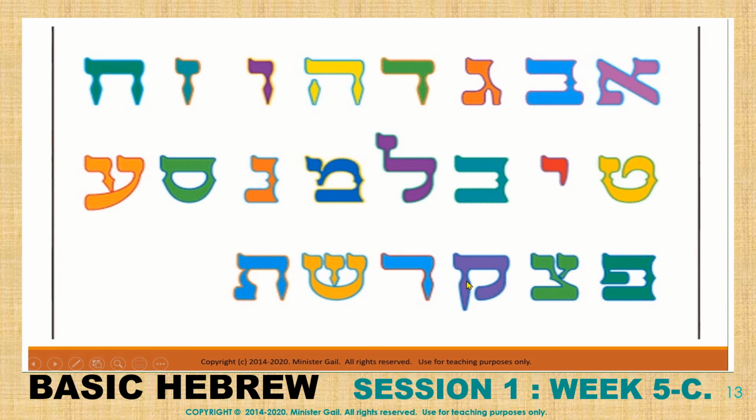Q, this is the Q for the queen, the woman, the bride. R, SH or SI, T or TH. That's the 22 letters. These don't have the final or sofit beats in them. So it's the basic 22 in Psalm 119. And that's for your practice.